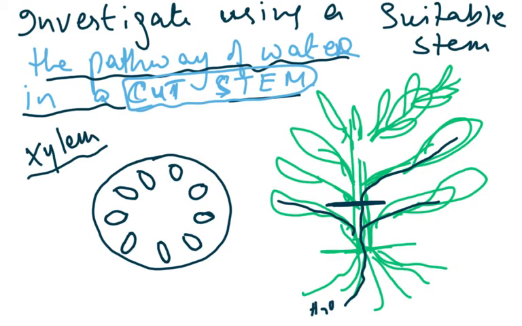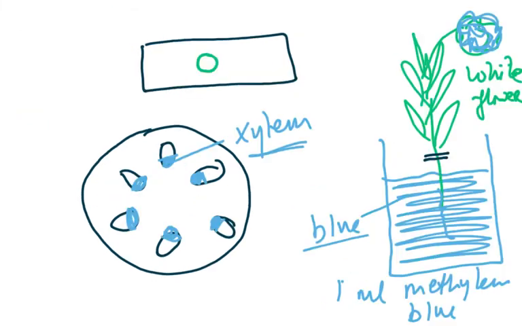So now if you look at this point, it says investigate using a suitable stem the pathway of water in a cut stem. So we wanted you to tell us whether the water travels in the xylem or the phloem. So you then placed a stem with white flowers. You place this in bright light.